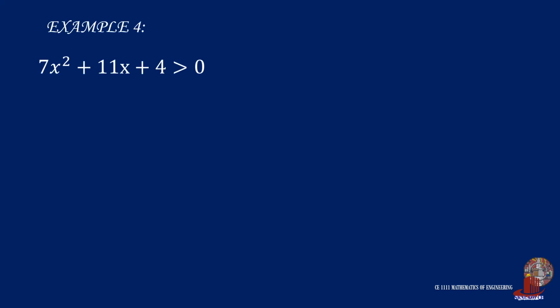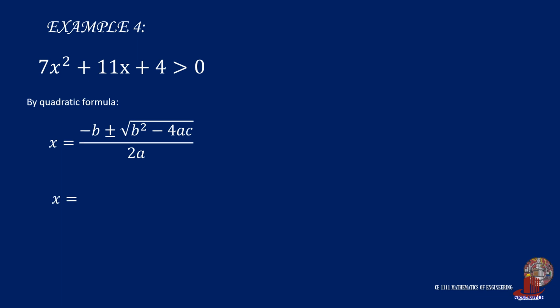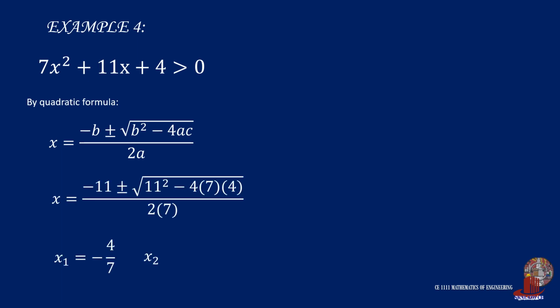The fourth example contains 7x squared plus 11x plus 4 is greater than 0. With a more complex set of coefficients, it would be easier to have this solved using the quadratic formula, with a as 7, b as 11, and c as 4. By simplifying, we get the first root of x as negative 4/7 and the second root as negative 1.